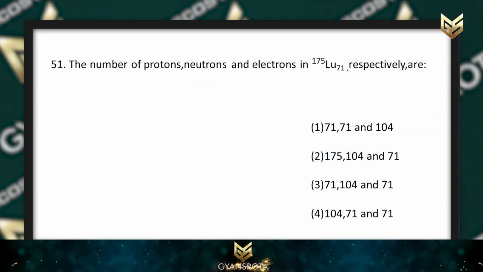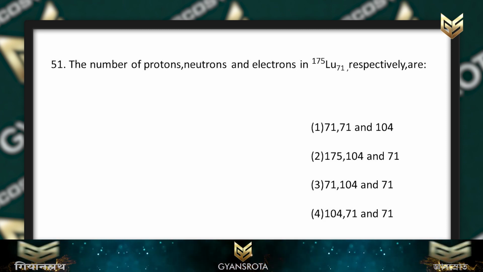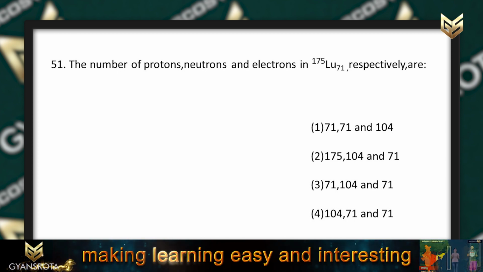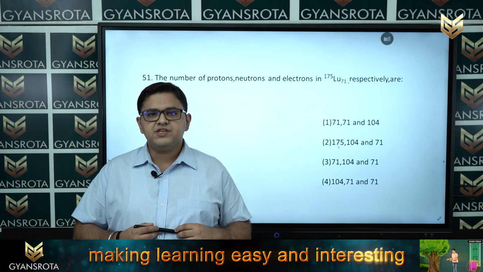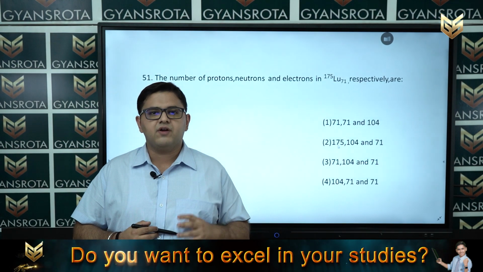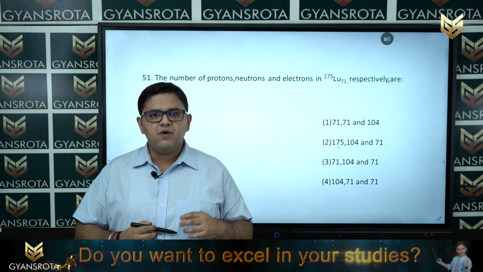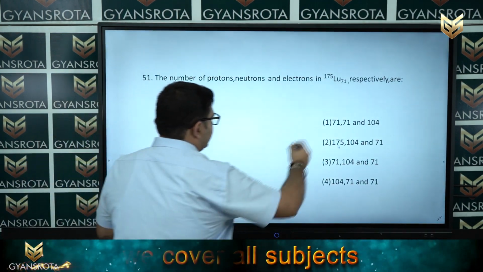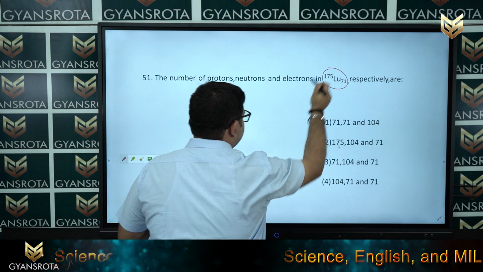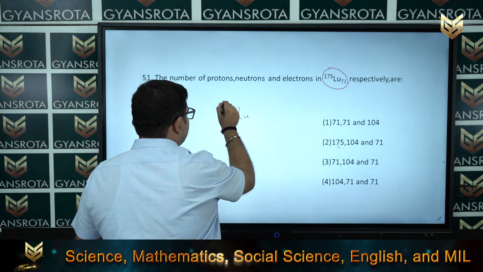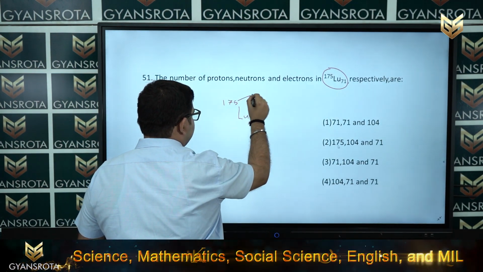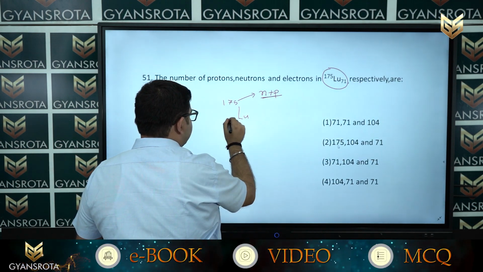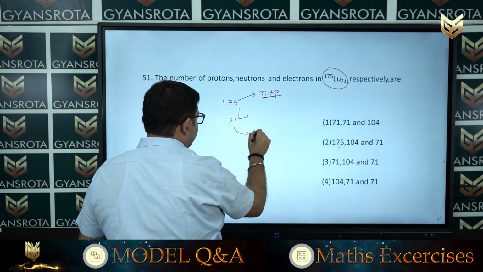Question number 51 is on your screen. The number of protons, neutrons and electrons in lutetium respectively are. This question comes from a very basic chapter of your class 11 NCERT. Now we are moving to the solution part. They give you the element, that is lutetium 175, this is nothing but N plus P, that is neutron plus proton value, and 71, this is nothing but your proton value.